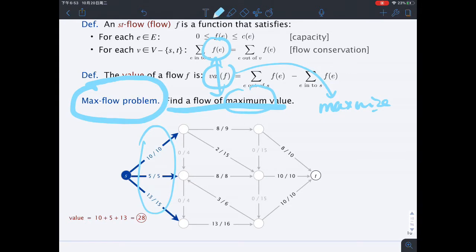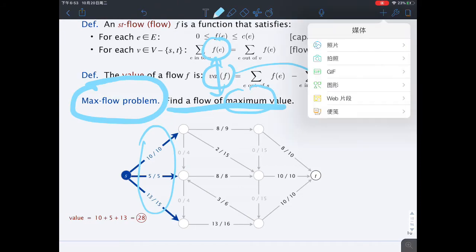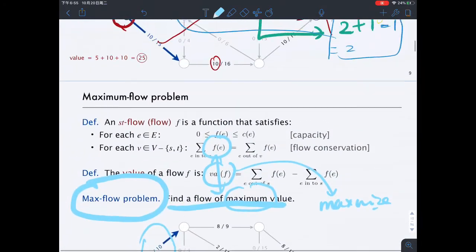In terms of the algorithmic problem, you are given a flow graph that's directed and weighted, and there's one node labeled S and another node labeled T. Your goal is to design a flow, or intuitively the way you circulate the water, so that the value of the flow, the amount of water you can circulate, is maximized.